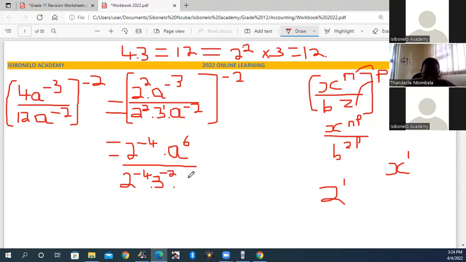Negative 2 times sibuyisa A ibase yethu. Negative 2 times negative 2 is positive 4. Sisamsana? Yeah. Okay.